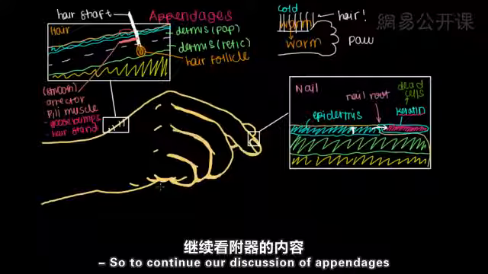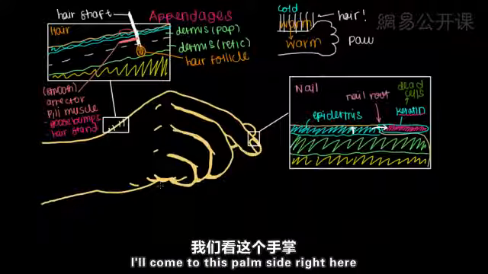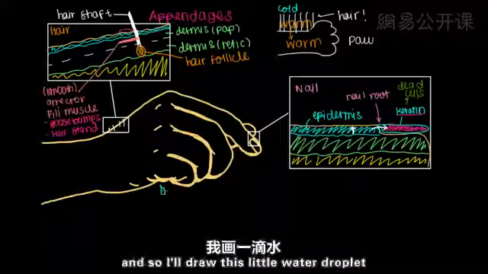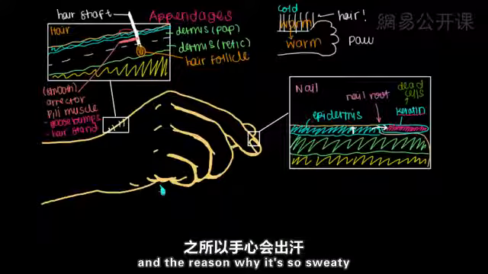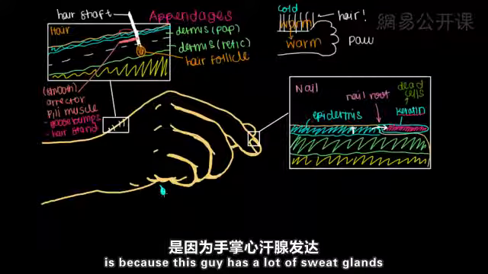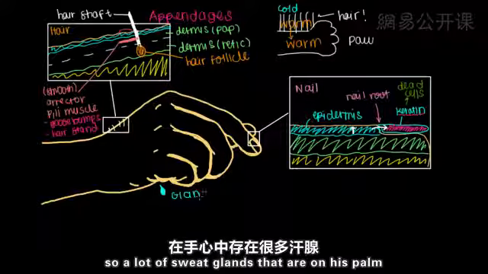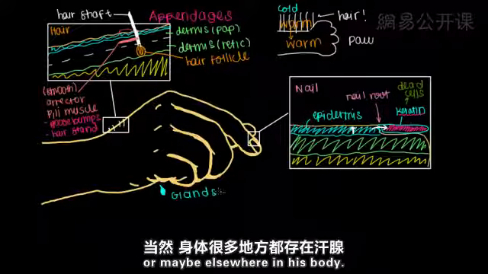So to continue our discussion of appendages, I'll come to this palm side right here, and so I'll draw this little water droplet to indicate this person has a very sweaty palm. And the reason why it's so sweaty is because this guy has a lot of sweat glands, so a lot of sweat glands that are on his palm or maybe elsewhere in his body.